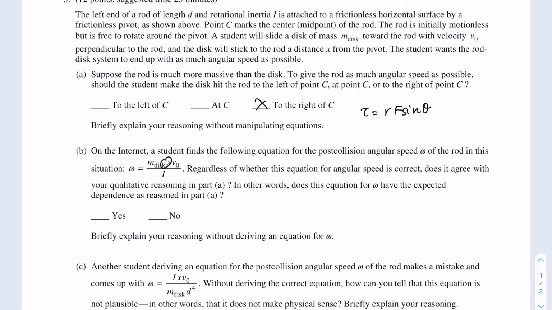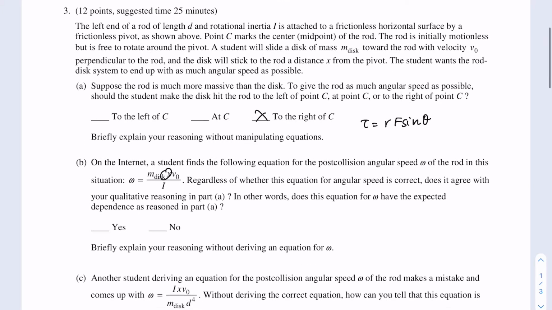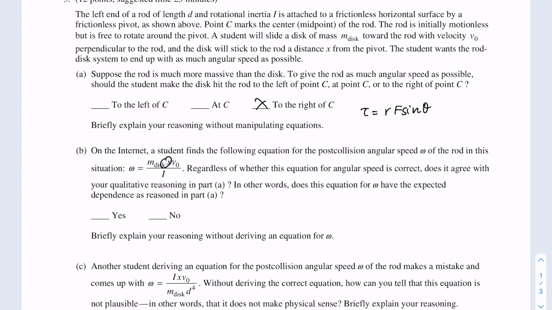In part B, we're given an equation and we want to find if this equation makes sense. We see that the angular speed is equal to the mass of the disk times the distance of collision times the initial velocity, all over the moment of inertia. As the mass of the disk and the distance increase, the angular speed also increases, which makes sense since in our previous answer we found that the distance should be maximized in order to give the greatest angular velocity. So this one is yes.